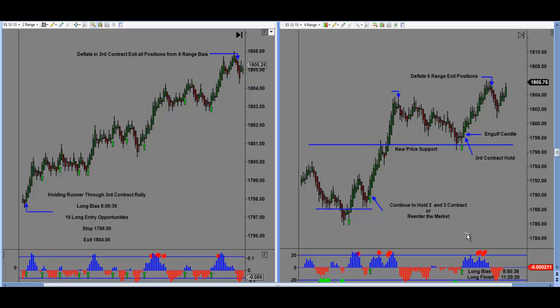Market did give us another long bias, which was right here at 8 o'clock. Engulfing candle did happen. It took out 1, 2, 3, 4, 5, 6 candles in one shot to the upside. Hold that third contract and push, and you can see now the market did move to the upside.